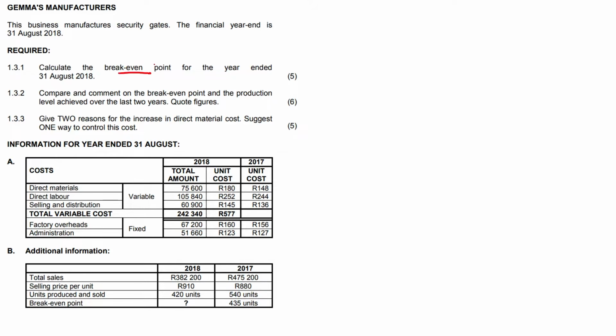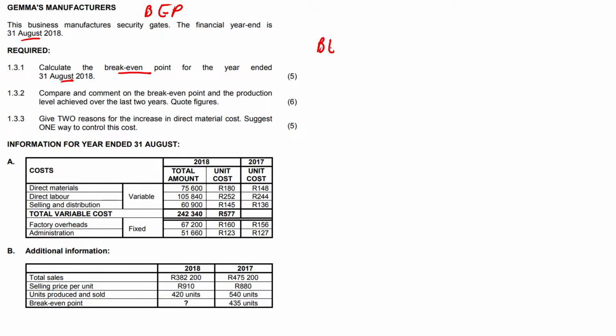What's up, everybody? Let's have a look at break-even point in this video. Okay, so this business manufactures security gates and their financial year end is the 31st of August 2018. Calculate the break-even point for the year ended 31 August 2018.